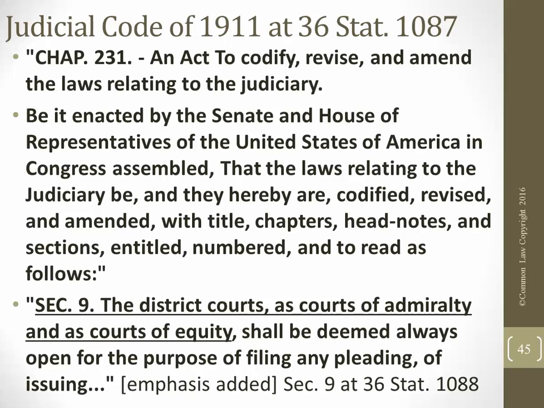And it goes on, it says, be it enacted by the Senate and House of Representatives of the United States of America in Congress assembled, that the laws relating to the judiciary be and hereby are codified, revised, and amended with titles, chapters, headings. That's the first time they codified the judicial code, actually. Anyways, in section 9, the district courts as courts of admiralty and as courts of equity shall be deemed always open for the purpose of filing any pleading and issuing. And so the federal courts are all admiralty or equity. Okay, that's at best you'll get equity.